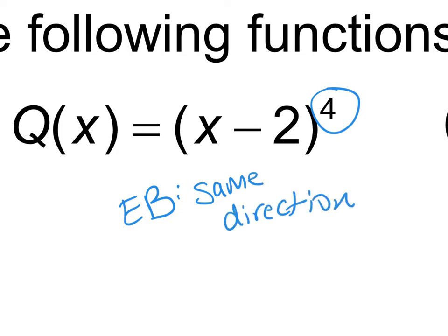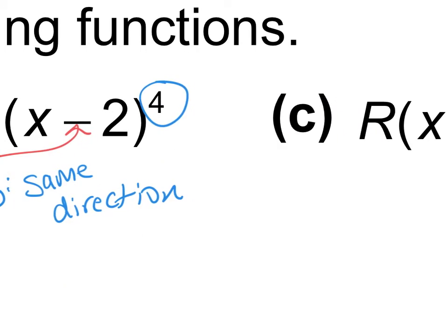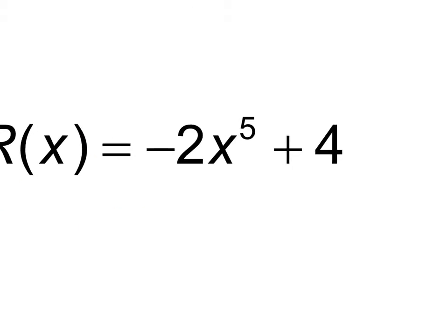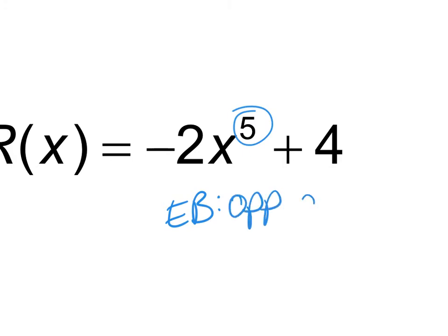Where does this graph, whatever it looks like, where does it move? To the right, too. Very good, Nico. Good. All right, when I talk about this last one, what's the highest exponent you see? 5. What kind of a number is 5? It's odd. So the end behavior of this graph, what are my arrows doing? They're going in the same direction or opposite directions? Opposite directions. Good.